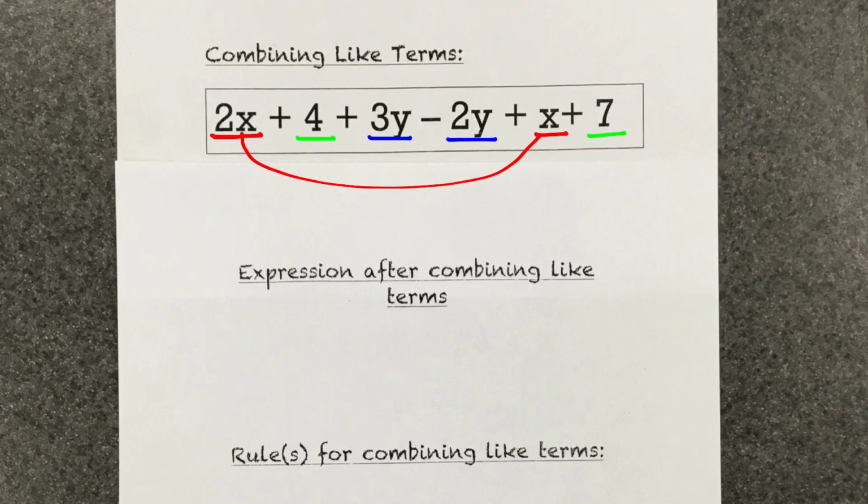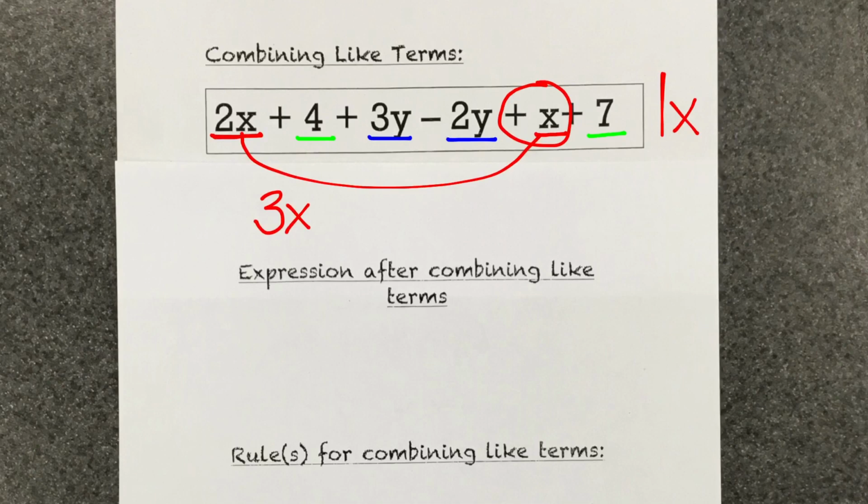Now I have a plus in front of it. So that means I'm adding. So I'm going to add 2x and x, and what do I get? 3x. Because if I have a variable, I'm just assuming there's a 1 in front of it, okay? All right, so I combine my x's.